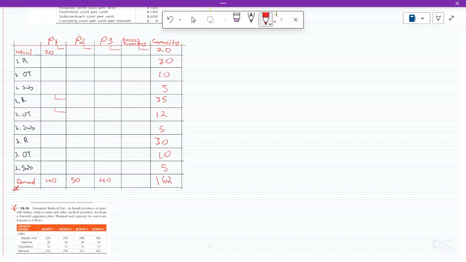So now you quickly add up this. You can tell it's not 162. It's going to be 40 plus 50 plus 40. It gives you 130, né? Then 162 minus 130, it's going to be 32. So we are outstanding 32. It's outstanding. So now, meaning that our supply is greater than our demand.